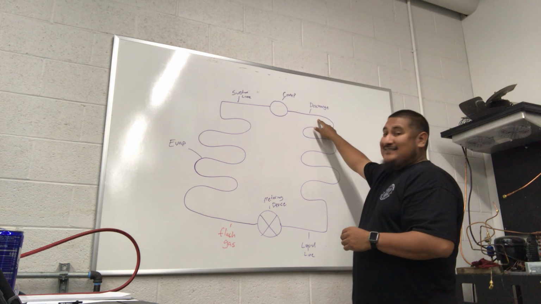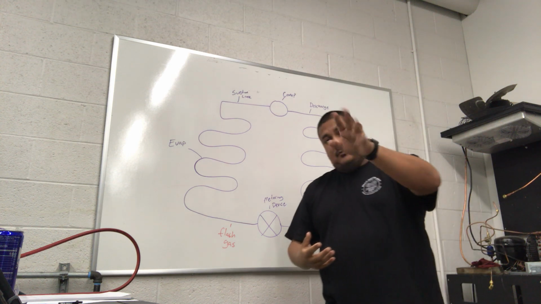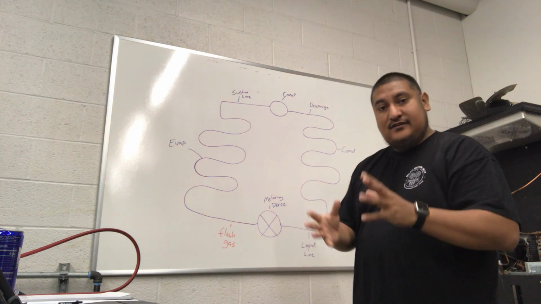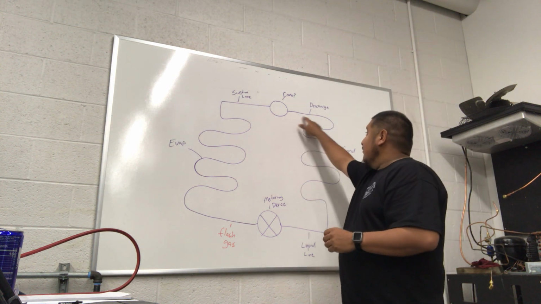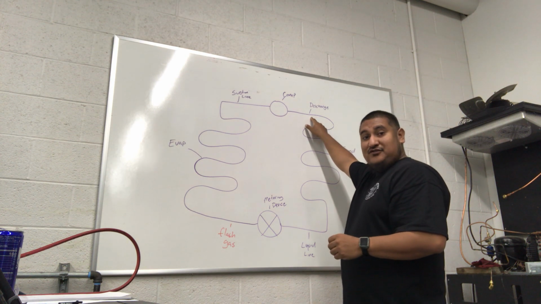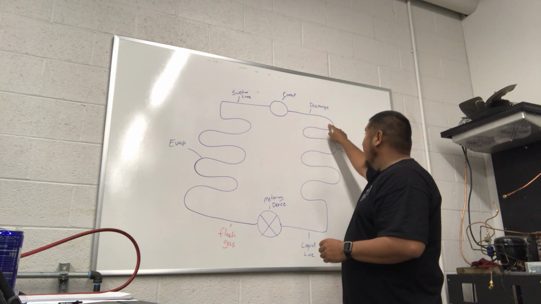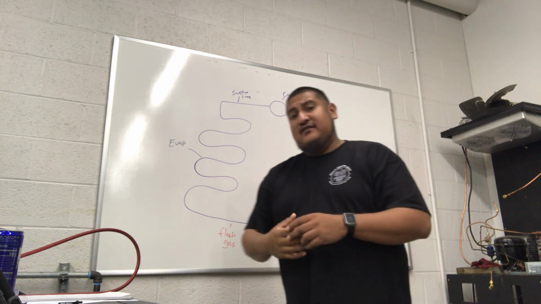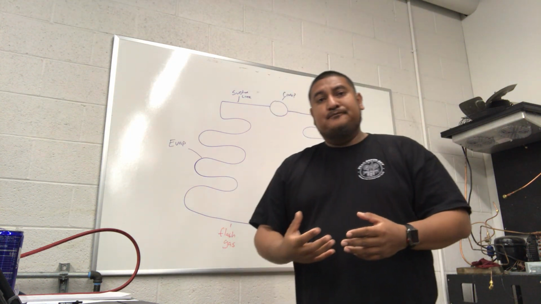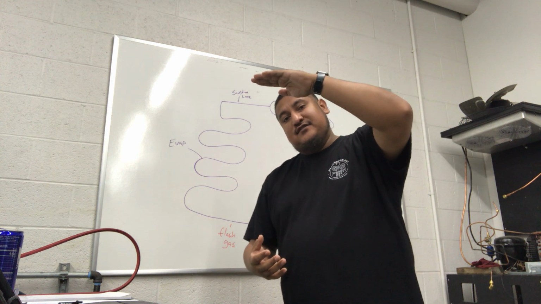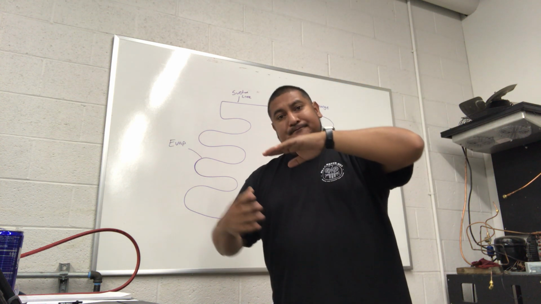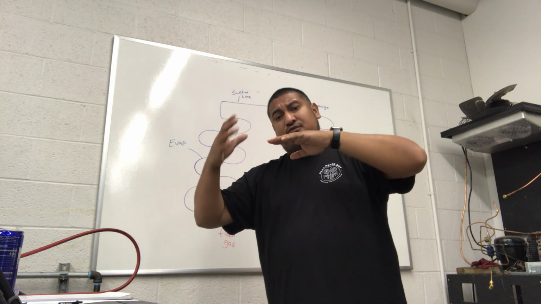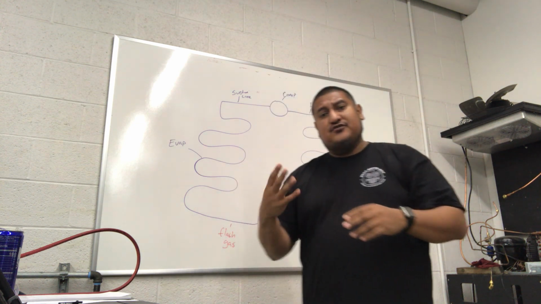So we discharge into our discharge line, and that discharge line is connected to our condenser. In a little bit, I'll show you guys the condenser and all the stuff. The condenser is basically like a radiator in a car. You're shooting this hot gas into this condenser, and it's going to start to cool off.